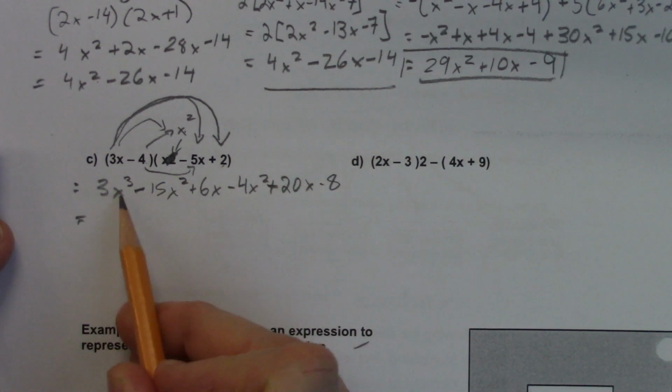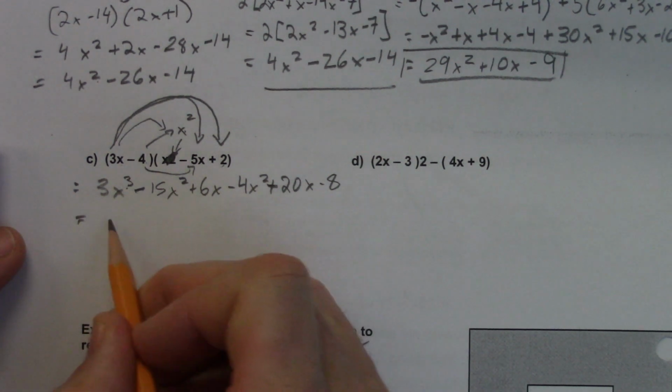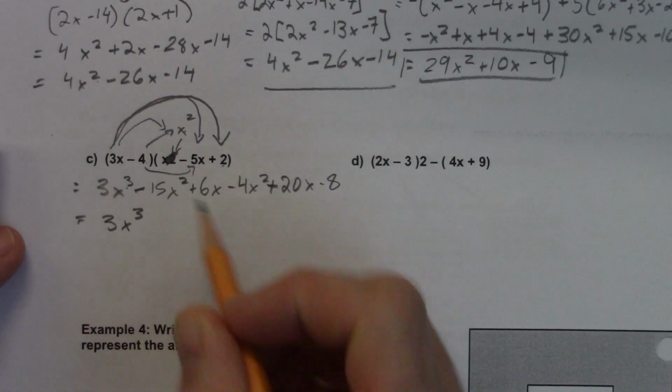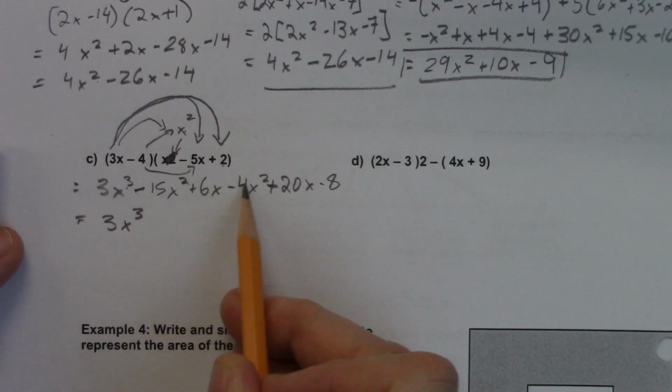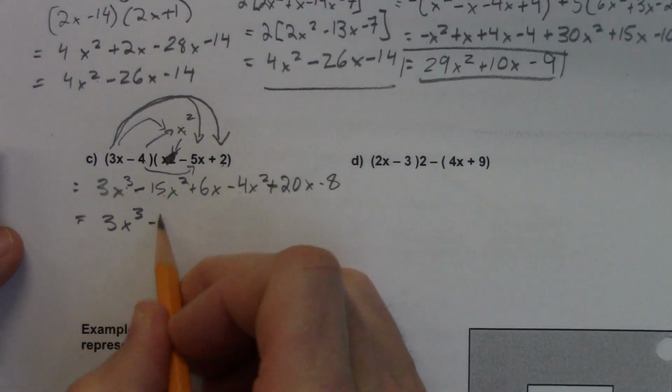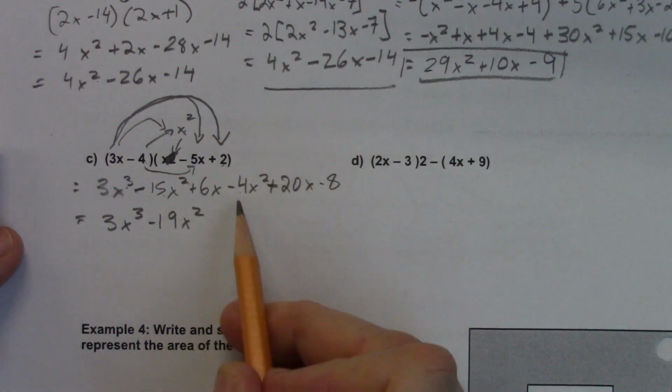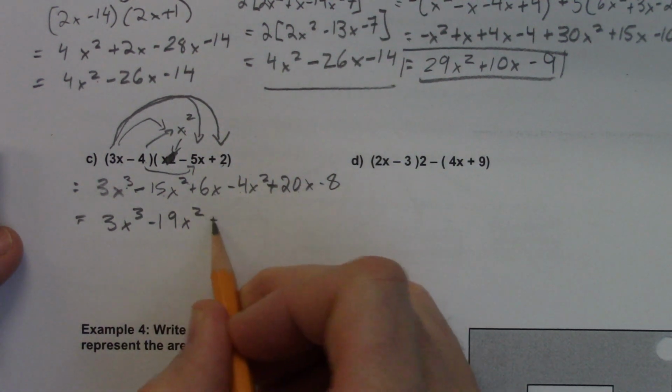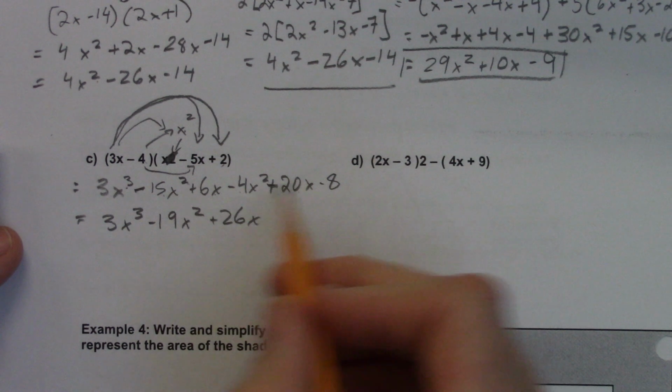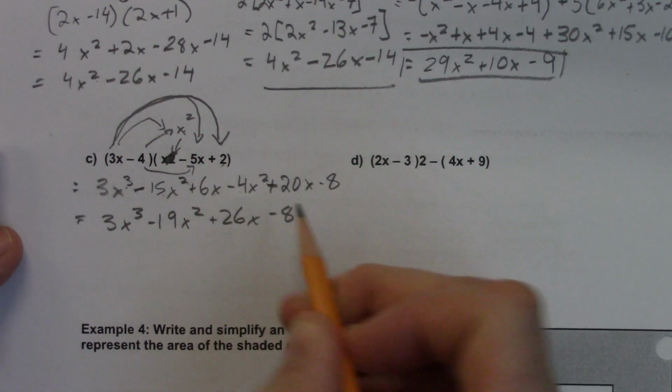So I look for the highest terms. I have 3, so there's nobody else as high as that, so he goes by himself. Now I look for the squares. Negative 15 and negative 14 gives me negative 19, x squared. And now I have 6 and 20, so I get plus 26x. And then finally I have minus 8.